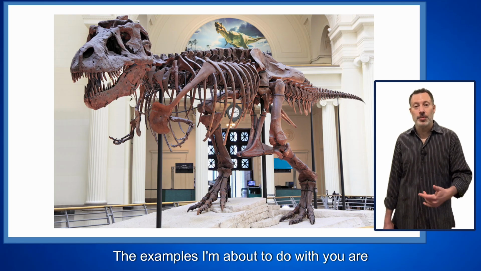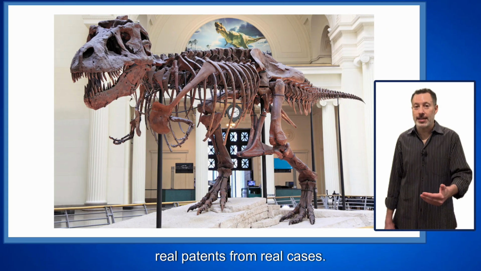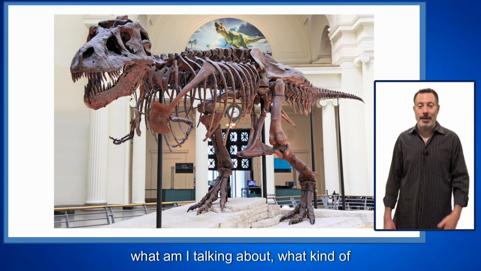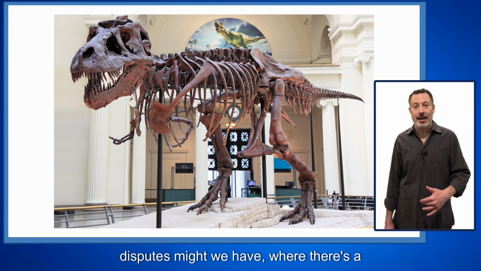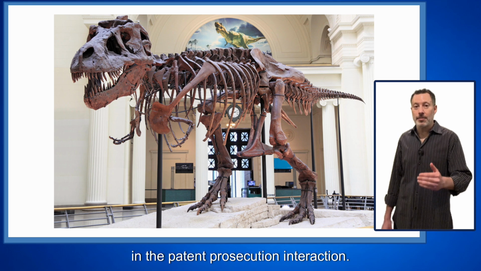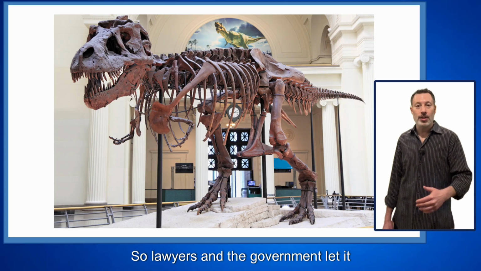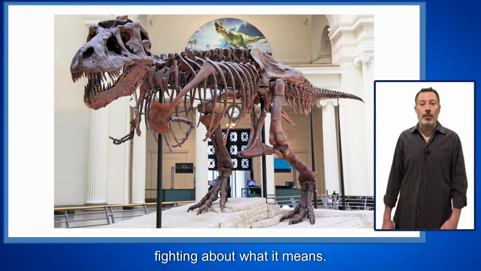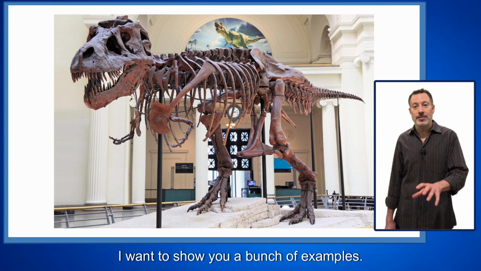The examples I'm about to do with you are real patents from real cases. And part of my ambition is to show you what am I talking about? What kind of disputes might we have where there's a claim that was written in the patent prosecution interaction? So lawyers and the government let it through, they endorsed it, it issued, and yet here we are, fighting about what it means. I want to show you a bunch of examples.